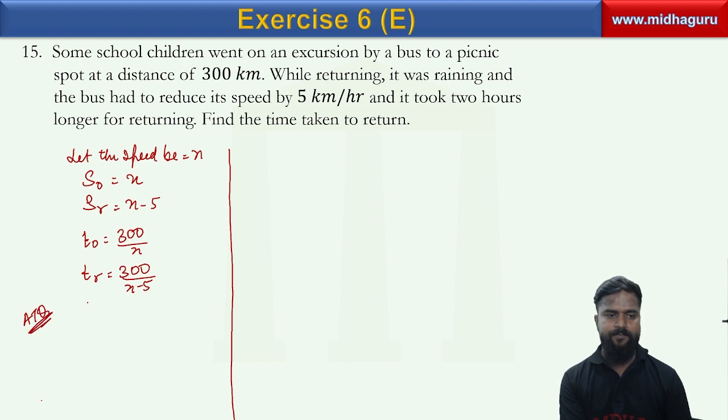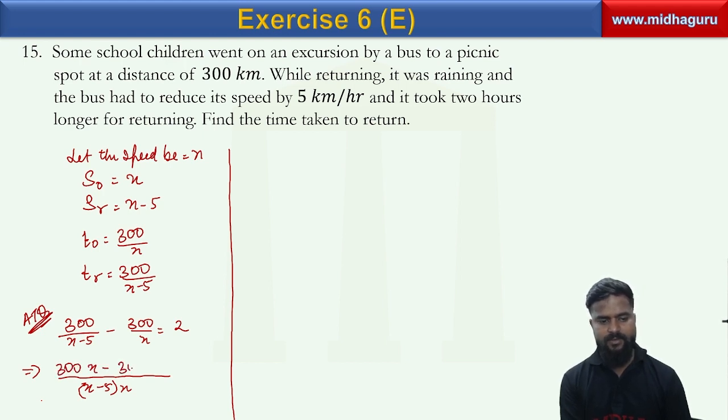Now according to the question, we have 300 by x minus 5. If we subtract the original time, the time difference is 2 hours. From here we'll form an equation. We get 300 into x minus 300 into x minus 5, over x minus 5 into x, which is equal to 2. When we open this bracket, 300x minus 300x cancels out, and minus 300 into minus 5 gives 1500 by x square minus 5x, which is equal to 2.